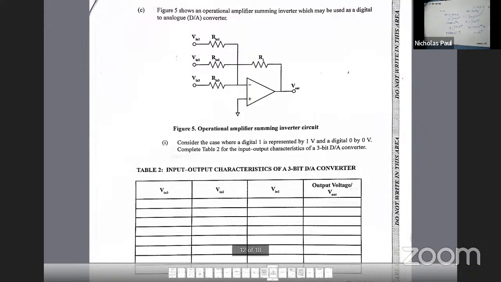Binary, yeah. So the 1 0 0 0, what will that give you? 0. Then the 1 0 0 1, what will that give you? 1. 0 1 0, what will that give you? 2. Then the 1 0 1 1, what will that give you?